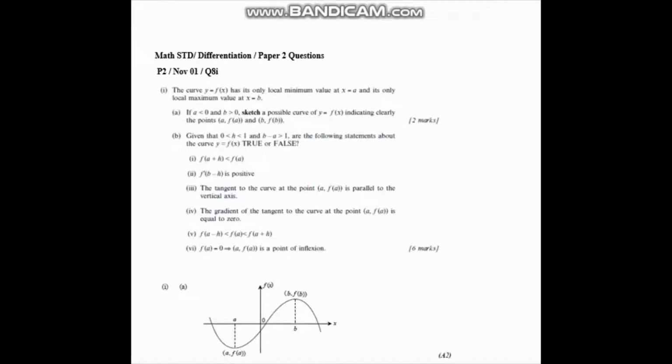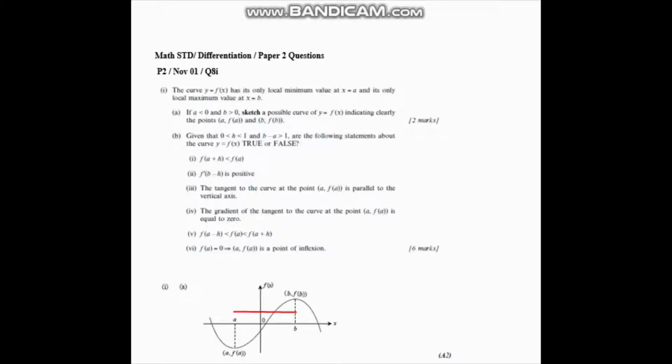In question B, you are told, given that 0 less than h less than 1 and b minus a is greater than 1, are the following statements about the curve y equals f of x true or false? So b minus a is greater than 1 means that the distance between these 2 points has to be greater than 1. And 0 less than h less than 1 obviously means that h is less than 1.